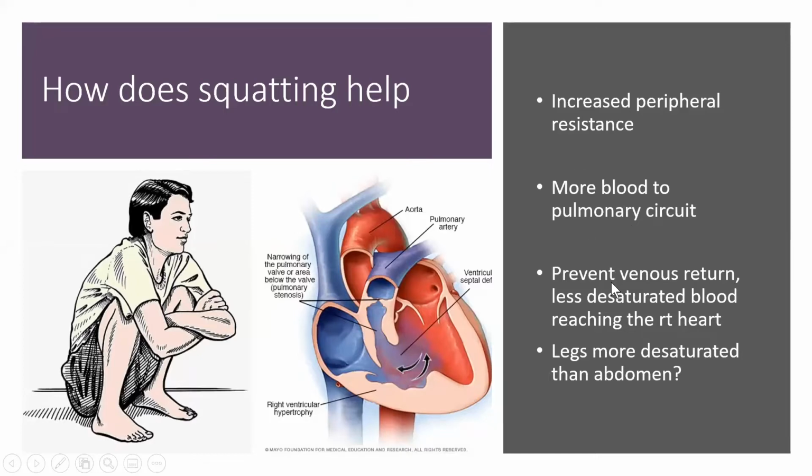Now look at the second thing that squatting does. It prevents venous return from the legs and from the abdomen. So less desaturated blood is actually reaching the heart, right? So when you fold the legs like that and squeeze the abdomen like that, you are preventing the venous return from going to the heart. Much less venous return comes to the heart from the legs. And probably the legs have more desaturated blood than the abdomen. I'm sorry. And so these are the ways of explaining why squatting helps.